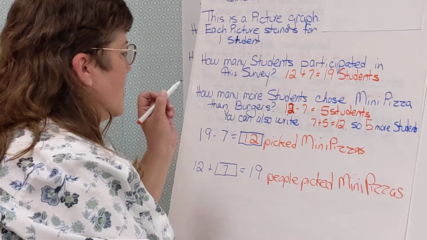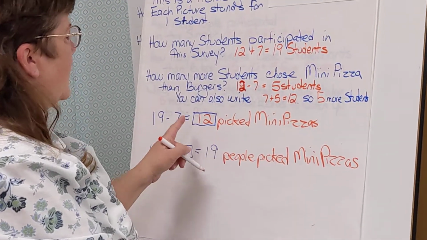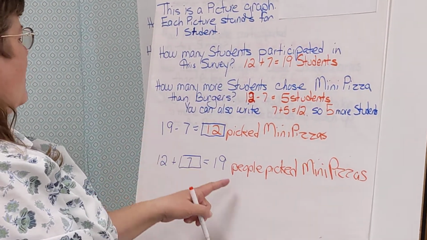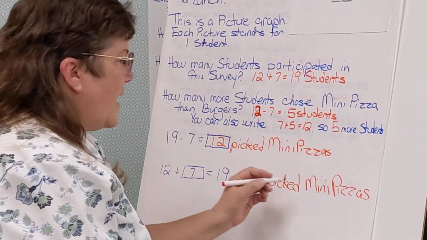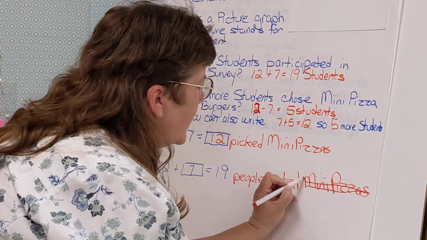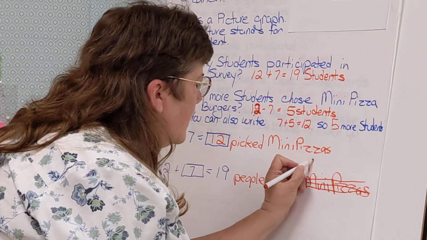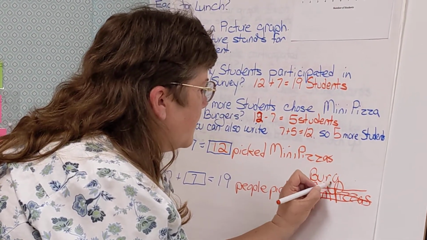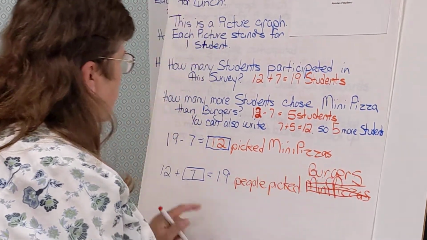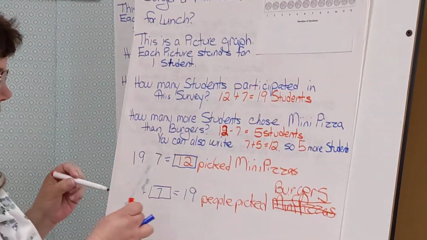So I'm sorry, you guys. This is supposed to be burgers. As soon as I wrote mini pizzas the second time, I'm like, they would not have asked us that question. So this is supposed to be burgers. So 7 people picked burgers.